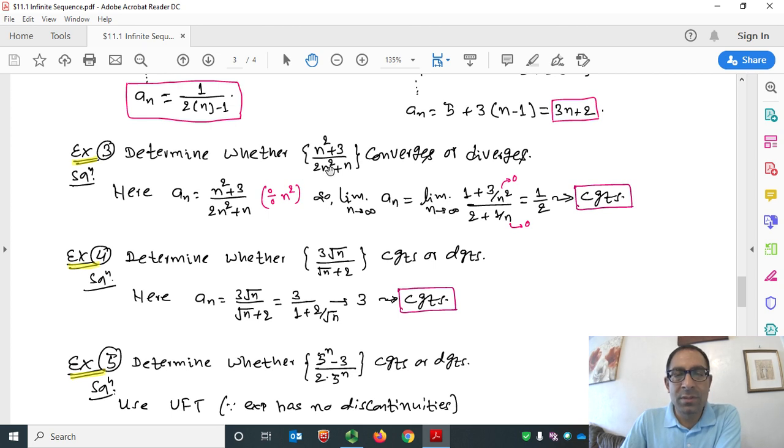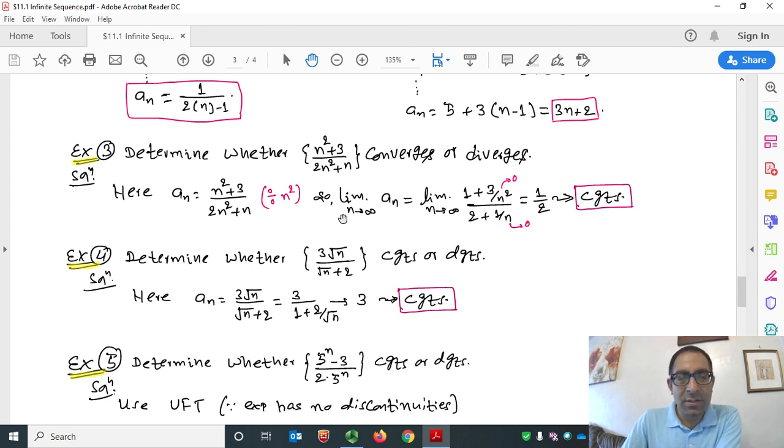Determine whether the given sequence (n² + 3)/(2n² + n) converges or diverges. To show the sequence converges, we use the definition. We take the limit of the nth term, whether it gives me a real number L or not. So that's the idea. Here the nth term equals (n² + 3)/(2n² + n), divided by n² in the numerator and the denominator. So this gives us (1 + 3/n²)/(2 + 1/n).